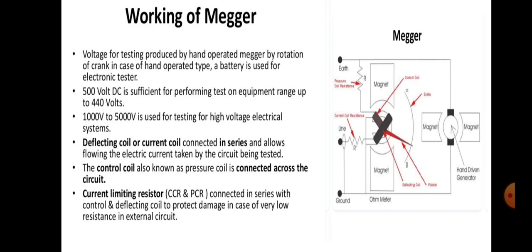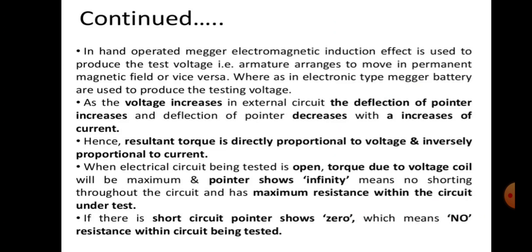Between these two magnets there is a hand driven generator if the megger is manually operated. So this is about the working of the megger. In a hand operated megger, the electromagnetic induction effect is used to produce the test voltage, that is, the armature rotates to move in a permanent magnetic field or vice versa. Whereas in an electronic type megger, batteries are used to produce the testing voltage.